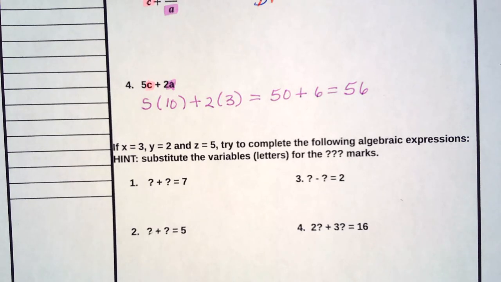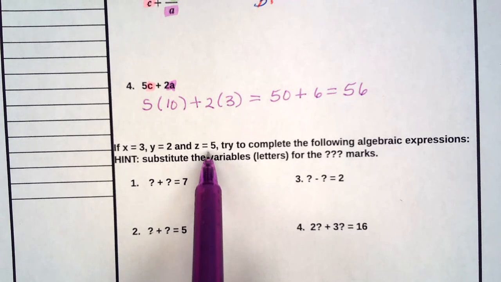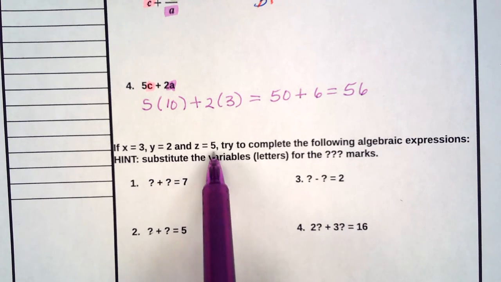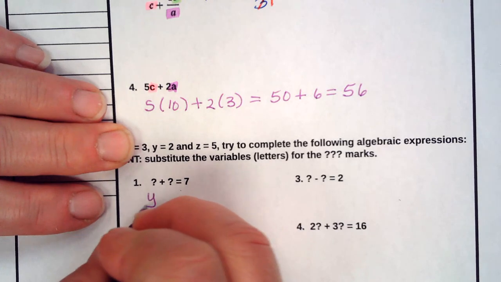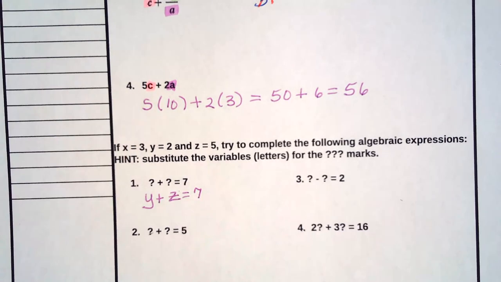Okay, which two numbers can I add together and get 7? I know that x is equal to 3, y is equal to 2, and z is equal to 5. So, looking at these numbers, I know it's 2 plus 5 gives me 7. So, I will substitute in y plus z equals 7.